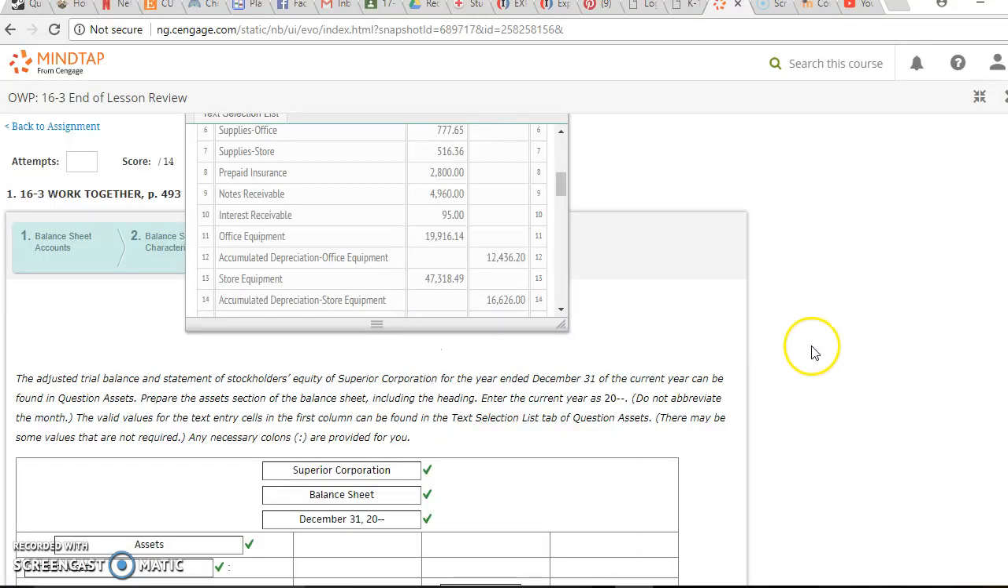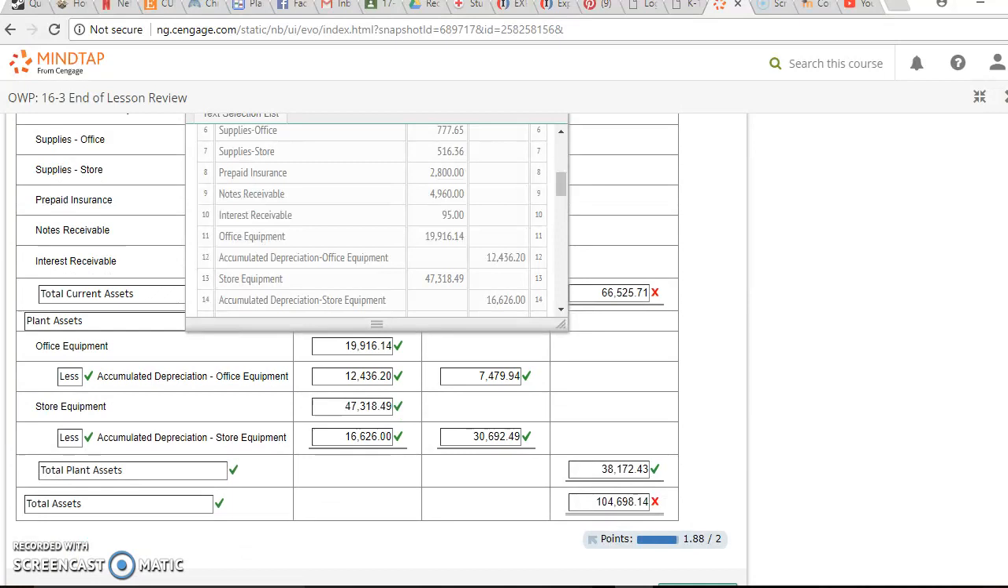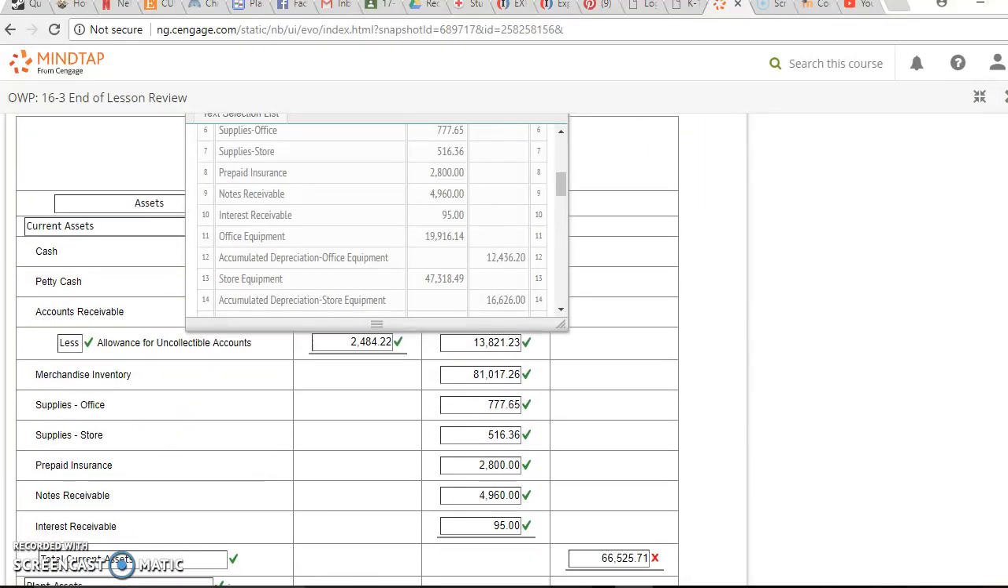See what I did with math here. Oh, I added wrong. Sorry about that. I'm getting in too big of a hurry here. So, wow, I'm way off on that one. I should have known better. There's 81,000 right there, so I must have forgot one of those.